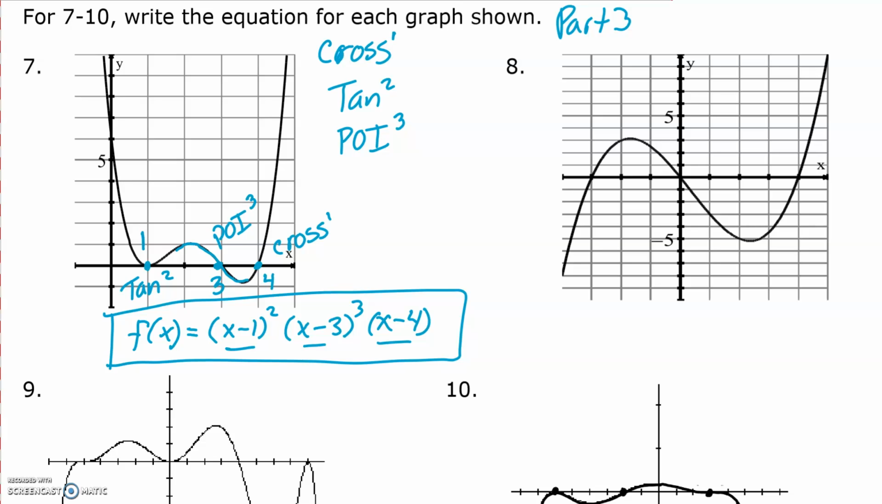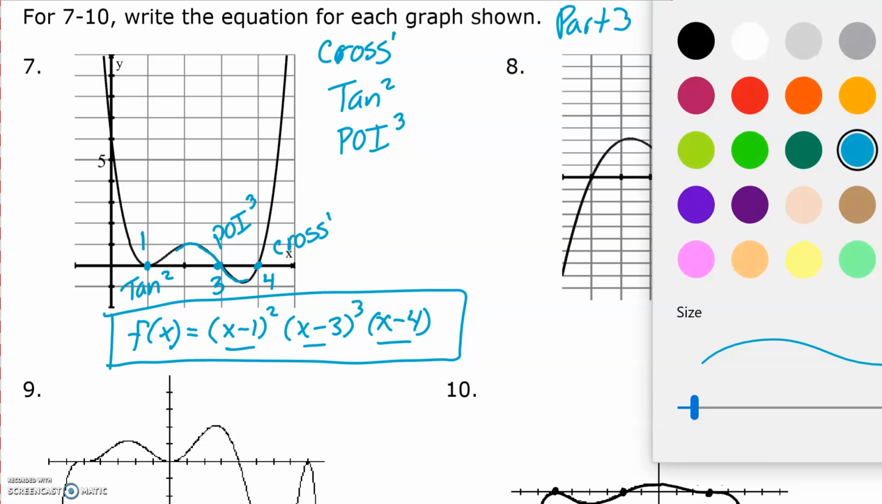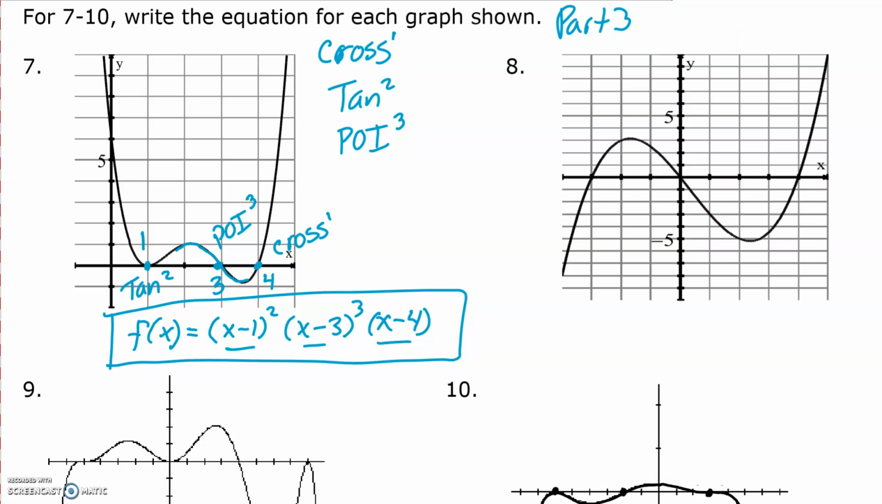So let's go ahead and take a look at number 8. So with number 8, we're going to start by identifying the zeros. So we have 3 zeros for this one. My first 0 is going to be at -3. Looking at it, it goes right through as a cross. So that's going to be to the first power.